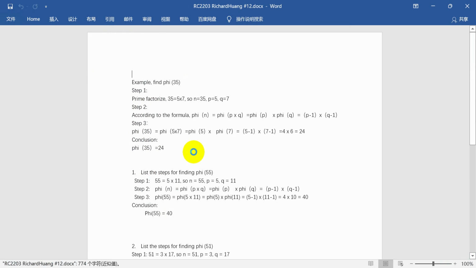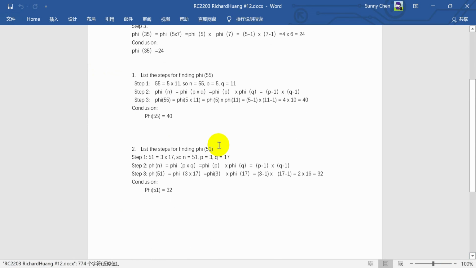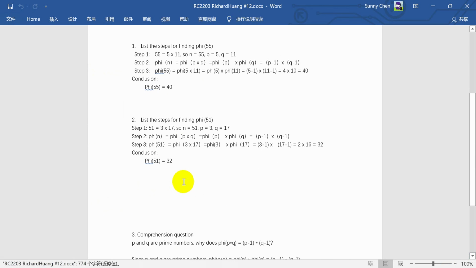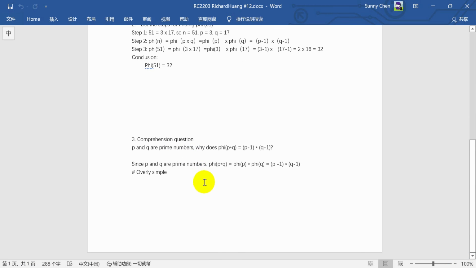Next is Richard's. You got both number 1 and number 2 right. For number 3, the explanation is a bit too simple. So because they're prime numbers, phi p times q equals phi p times phi q equals p minus 1 times q minus 1. This is correct, but it's not because p and q are prime numbers.